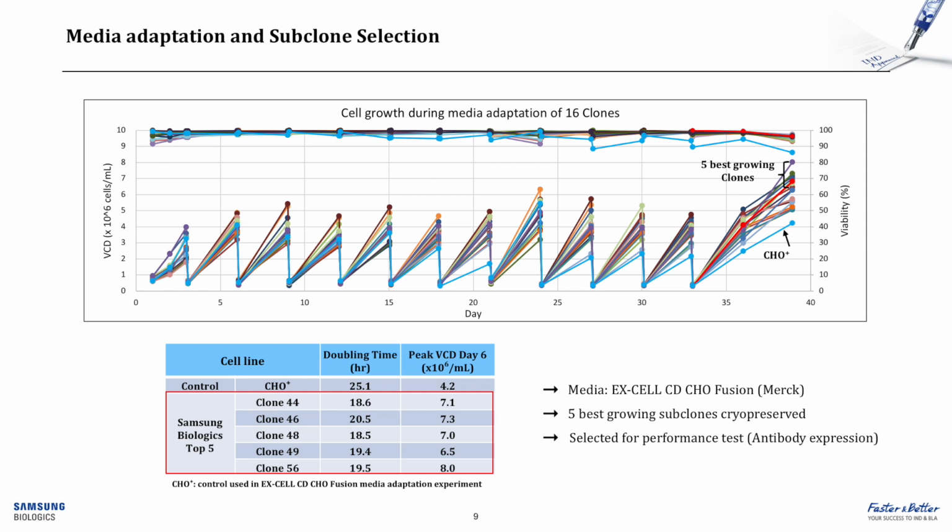The doubling time for these clones averaged between 18 and 21 hours per generation, and the peak VCD after a 6-day fed batch culture was anywhere between 6 and 8 million cells per mil. At this point, the media had changed from the CD-CHO to the XL CD-CHO fusion from Merck. Those top 5 clones, as I said earlier, were cryopreserved, and then we moved to the performance test for IgG1 expression.